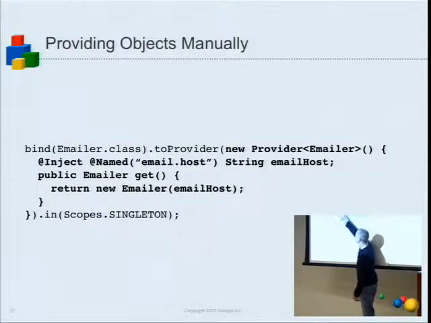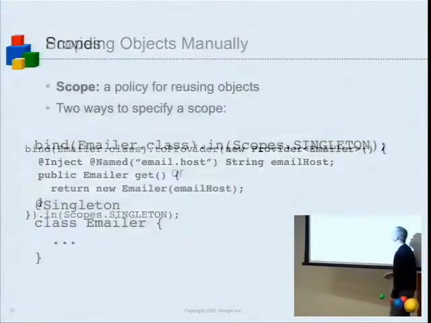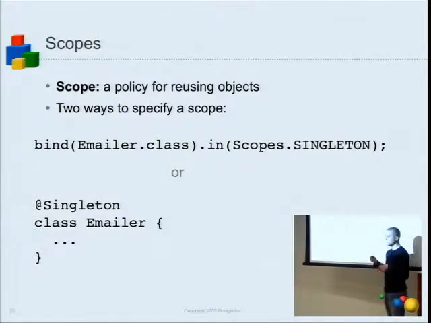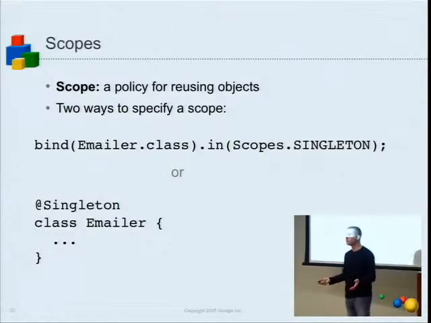And so you can kind of see here, we do @named, and then we just have email.host. So I touched on scopes. Let me just go into a little more detail on that. The definition of a scope is it's a policy for reusing objects.